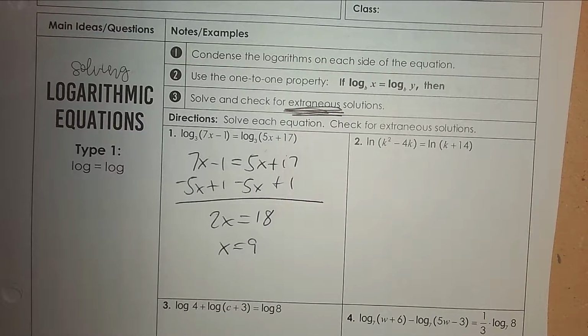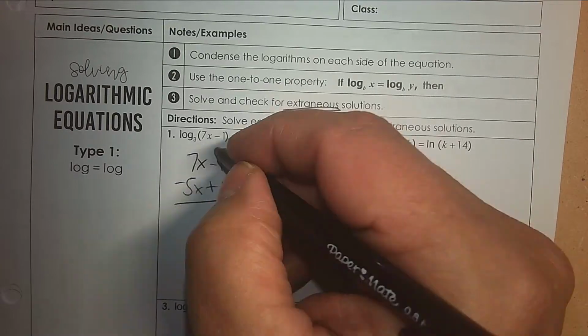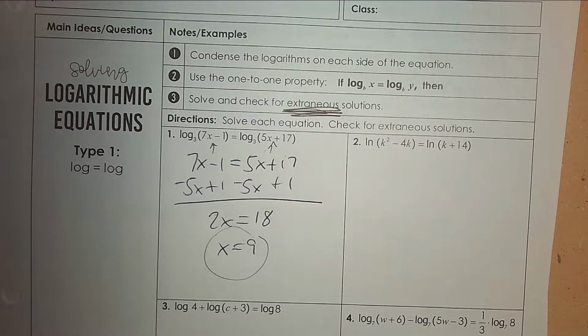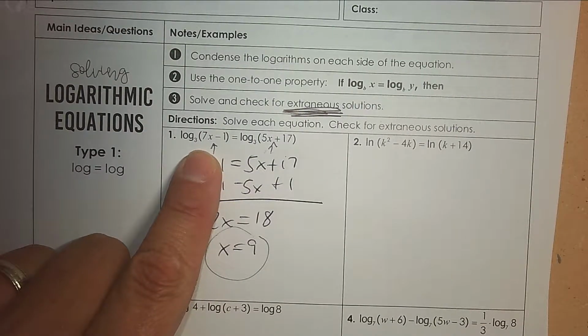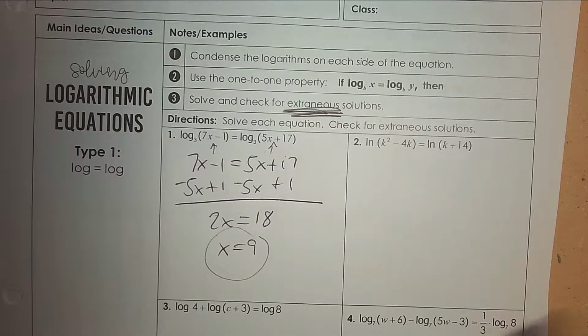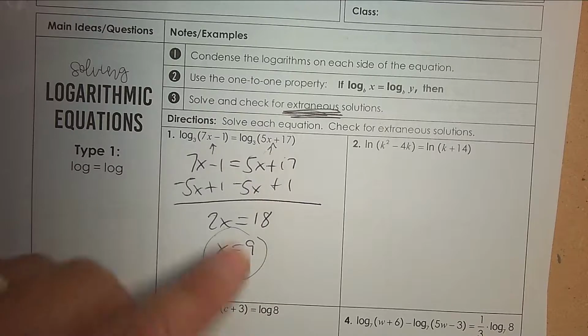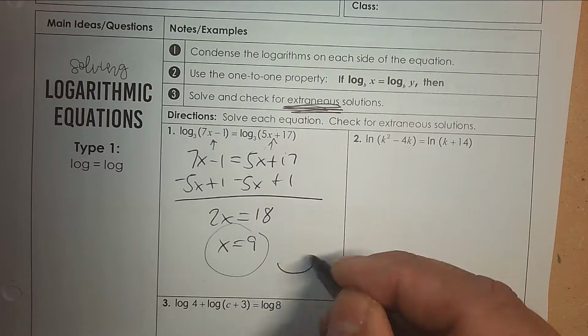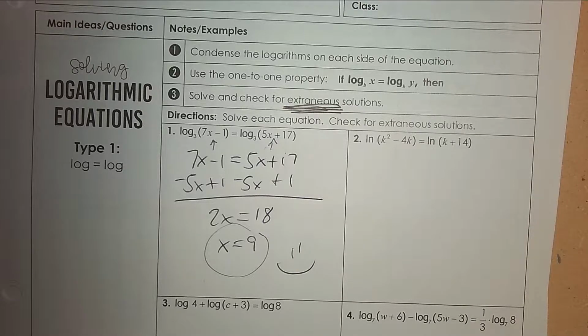Now what x is could be positive or could be negative. That doesn't matter. What matters is if I take that answer and go back inside the logarithm, will it give me a positive answer? So if I go back, 7 times 9, take away 1. Positive answer? 5 times 9 plus 17. I don't even write. It's a positive answer, so it's a good solution. If I go back and realize it gives me the answer 0, or it gives me a negative answer inside the logarithm, then it is extra and you cross it out.